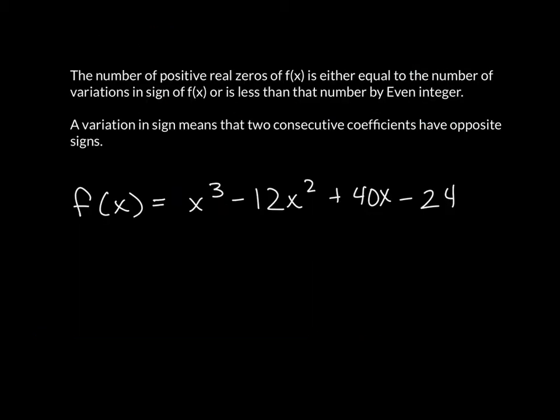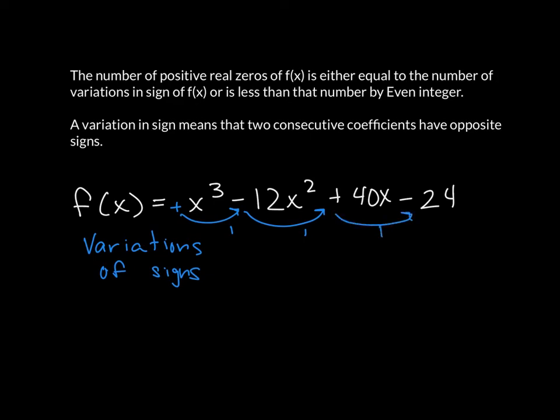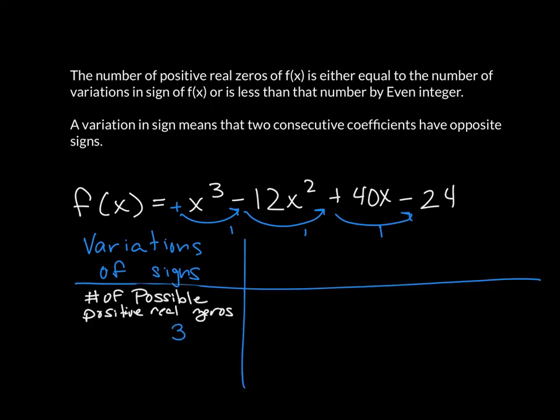All right, so let's first go ahead and count the variations in sign. X is positive, going to negative counts as 1. Negative to positive counts as 1 again. Going from positive to negative counts as 1. So the variation of signs here is 3. So the number of possible positive real zeros is going to be 3.